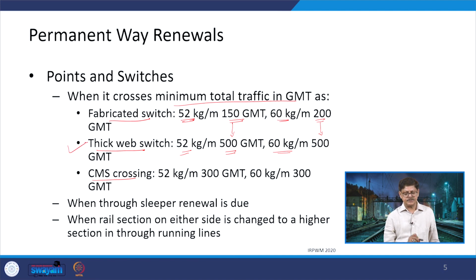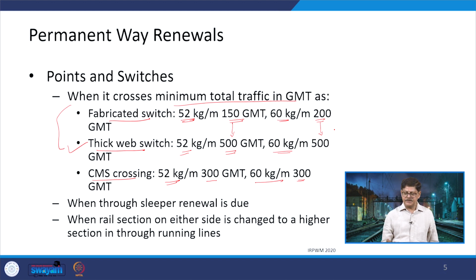That means, now in this case the requirement of the renewal is going to be at a much longer span rather than in the previous case. The third case is the CMS crossing, the cast manganese steel crossing, and in this case if you are considering 52 kg per meter rail section, then the value increases to 300 GMT. That means, now it is falling in between the two cases, the fabricated and the thick web switch. So, this is falling somewhere in between that. And similarly, for 60 kg per meter also it is 300 GMT.